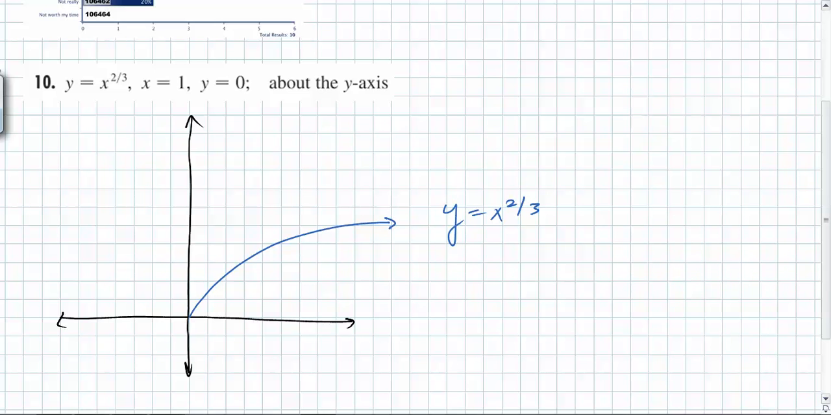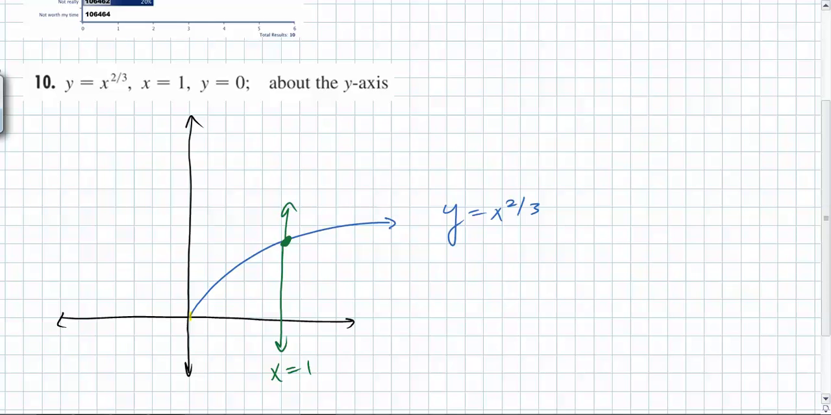And you're going to go to x equals 1. So let's go to x equals 1. So a different color here. What's 1 to the 2/3? So it's going to intersect where? Exactly. So like this, and y equals 0.